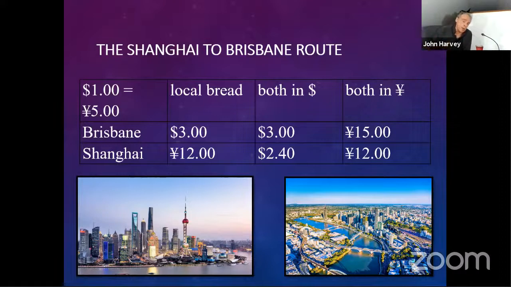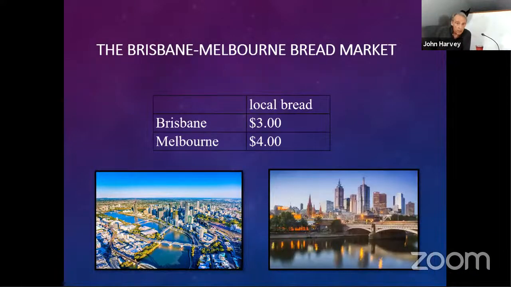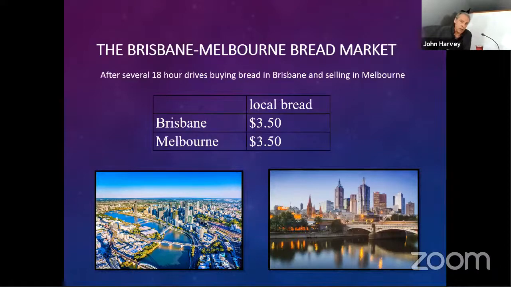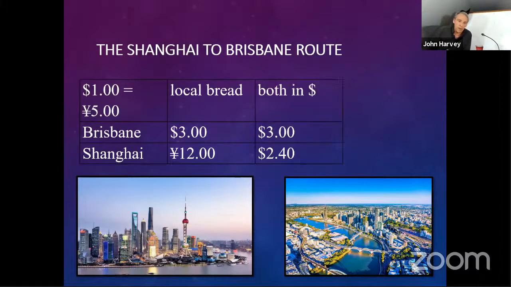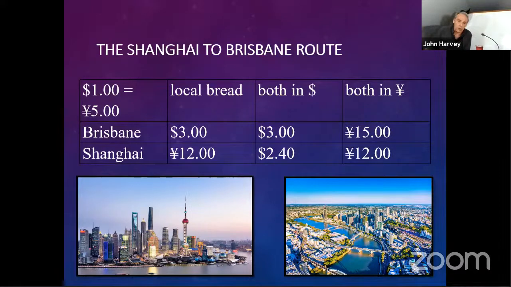Because this talk is about exchange rates. So one could certainly make the argument that the own price of bread, just as it did in Melbourne, the own prices of bread, the Australian dollar prices of bread adjusted here. I'm going to leave the Australian dollar and yuan prices alone because I want to highlight the exchange rate story. Because here's what you're going to be told about the exchange rate story.